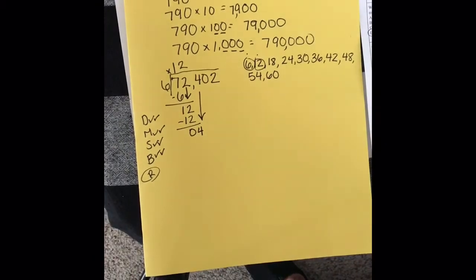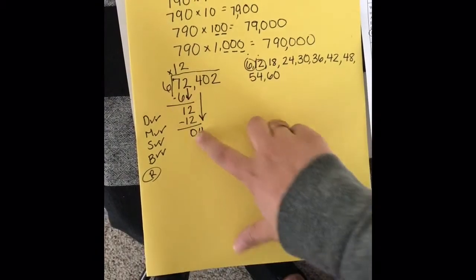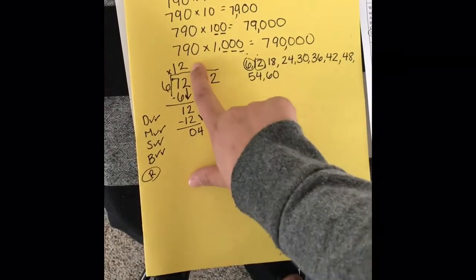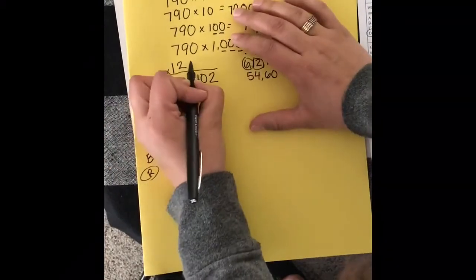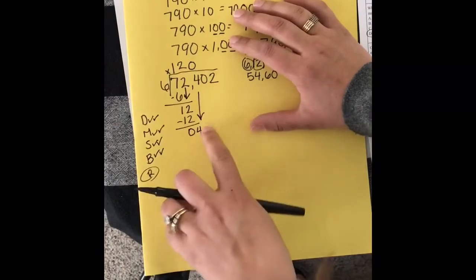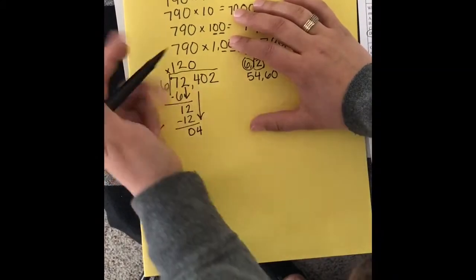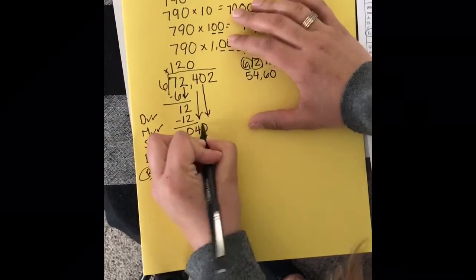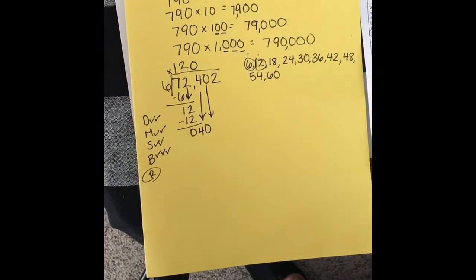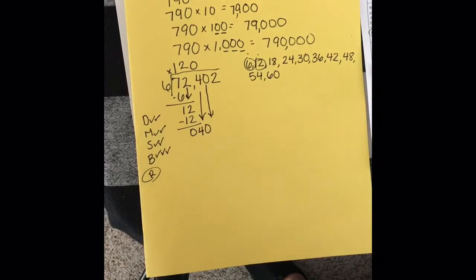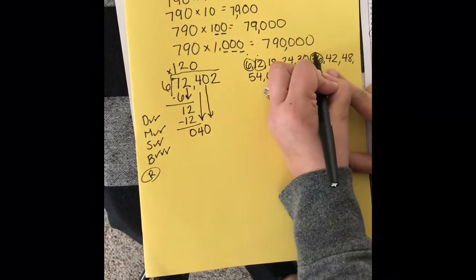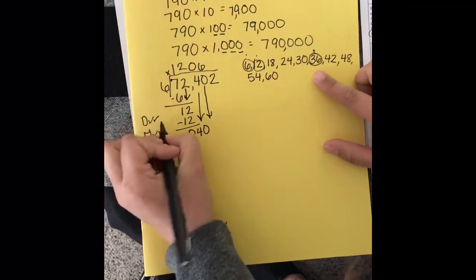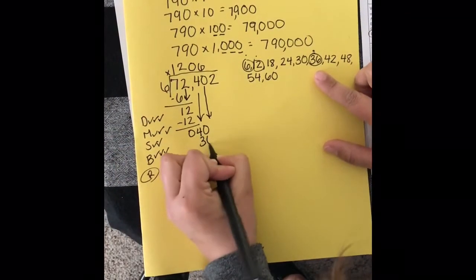Now, this is where it gets a little tricky. Because 6 can't go into 0 and 6 can't go into 4, I need to hold this place value. So up here, I'm going to put that 0 saying 6 couldn't go into 4. Then I can bring down that other 0. Now I'm trying to see, can 6 go into 40? And yes, it can, and that is 6 times 6 is 36.